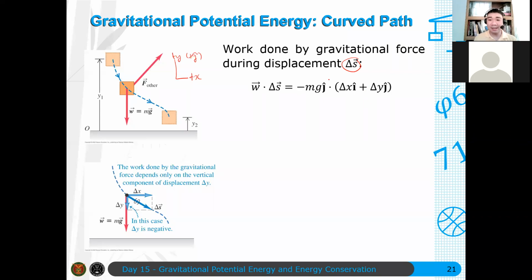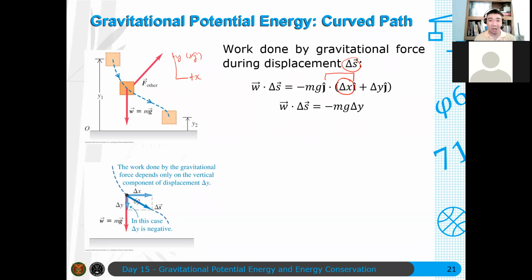So now, we know that j hat and i hat, the dot product of them is 0. Tama? So we can just remove that and say that W dot delta S is minus mg delta y. So the point here is hindi nagmatter yung delta x, yung horizontal position ng object, yung horizontal displacement ng object. Ang nagmatter lang ay yung vertical displacement. Hence, kahit anong galaw mo, ang importante lang yung initial position at yung final position.